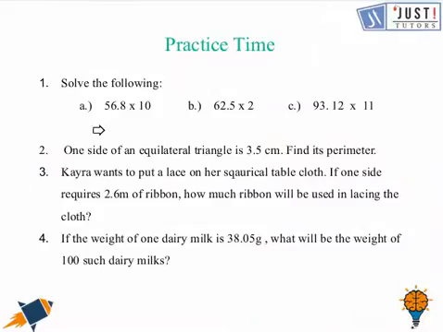Now we've got some practice questions, and you can pause the video, try the questions by yourself, and then you can match your answers here. So the answer for question number 1, part A, is going to be 568. For part B, the answer would be 125. However, for part C, the answer would be 1024.32.